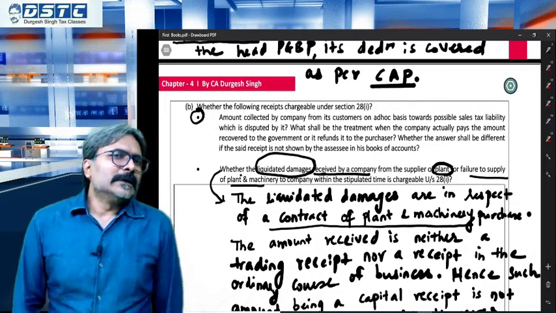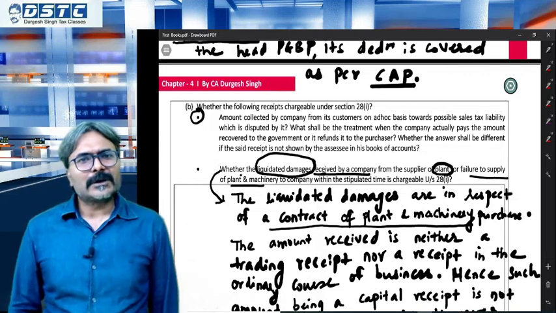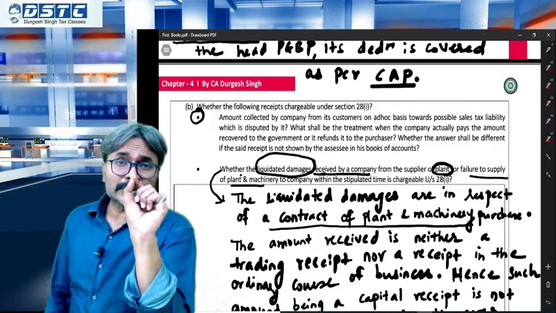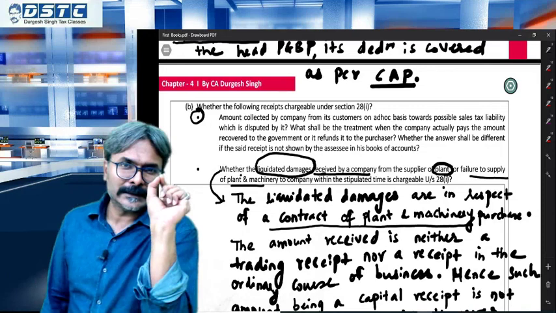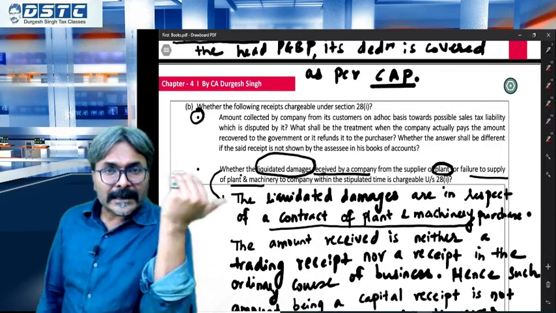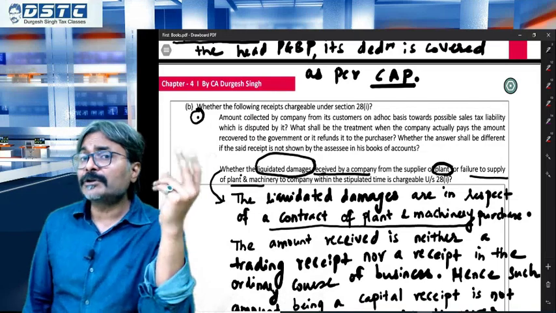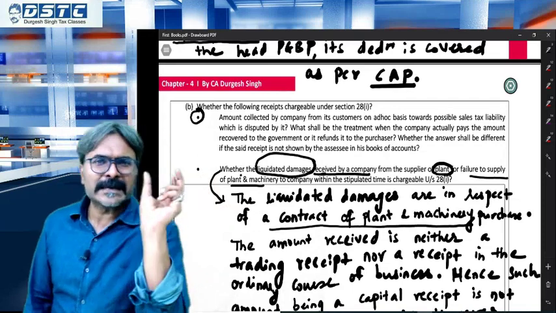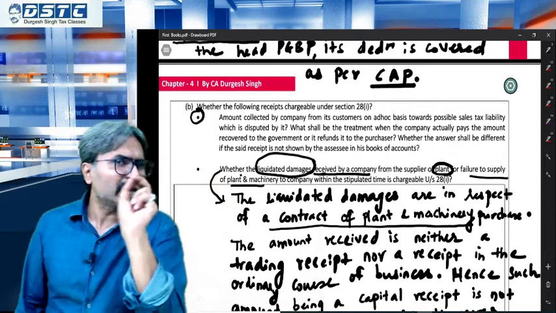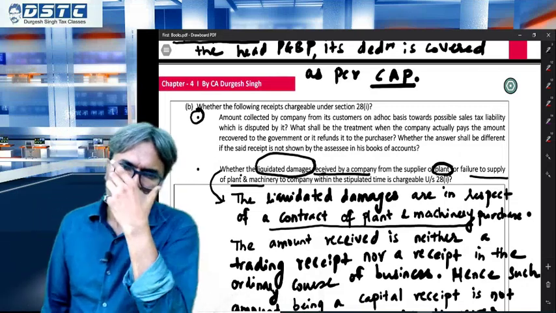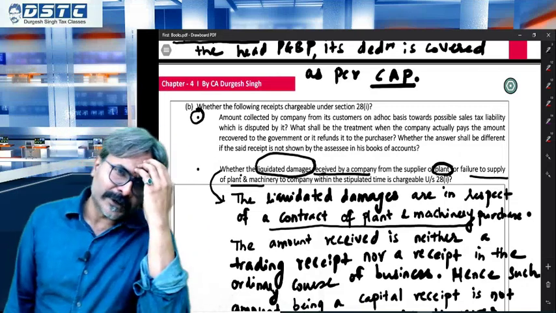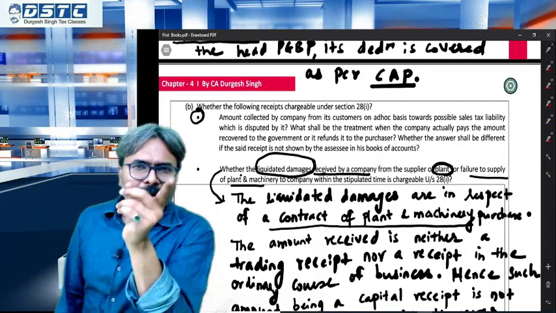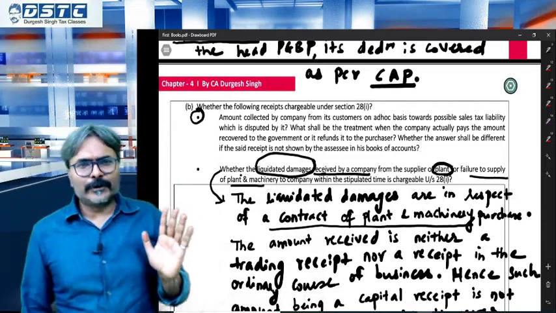When I use the term commercial accounting principle, be careful now, I also mean that it takes into account all the accounting conventions and accounting standards. Let's take one standard, students, revenue recognition. We have accounting standard 9, revenue recognition, AS 9.